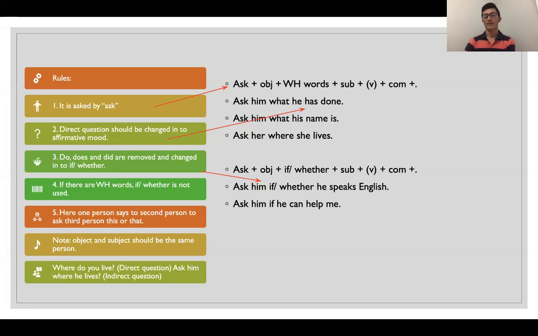So hopefully you got it. Make me an example if you understand that. And if you still have any problem, let me know and I will explain that. Okay, you have 1 minute for that. Give me one example with a WH word and one example with if or whether.